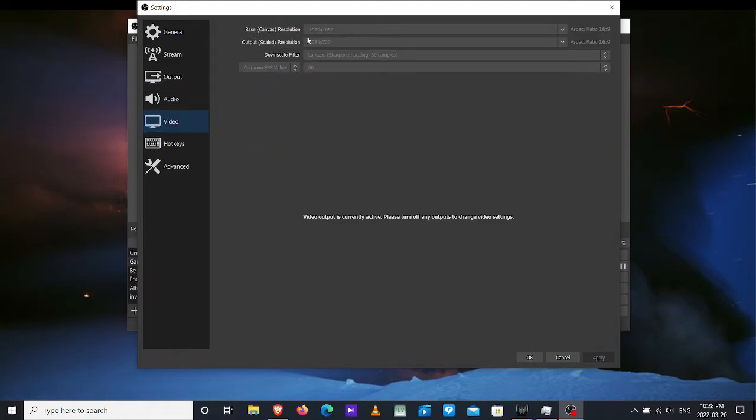Base canvas resolution is 1920 by 1080. This is for the scale of 16:9 widescreen. The output scale resolution is 1280 by 720. Again, the ratio is widescreen 16:9. Downscale filter is Lanczos, sharpened scale 36 samples. Why am I telling you about this? My common FPS value is 60.